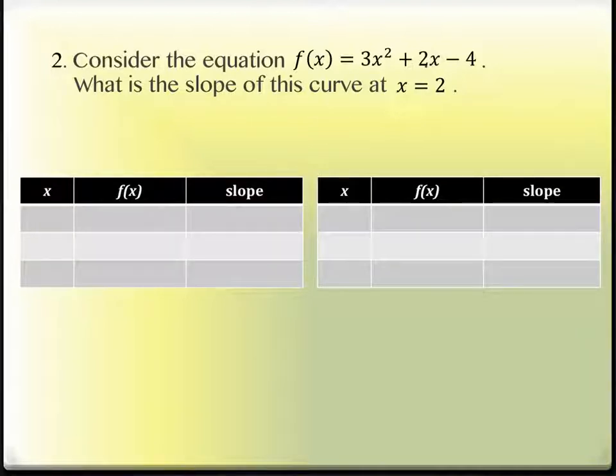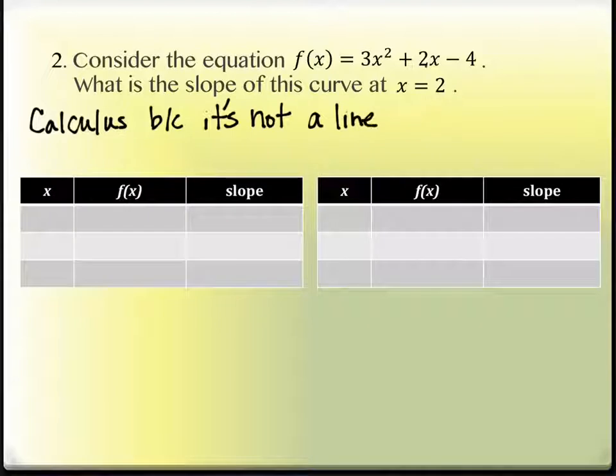Okay? So the first thing to answer is which one is this? And it's calculus. The reason really is because it's not a line. And if it's not a line, you don't have a way to actually calculate the actual slope because it's not a line. So, what are we going to do?